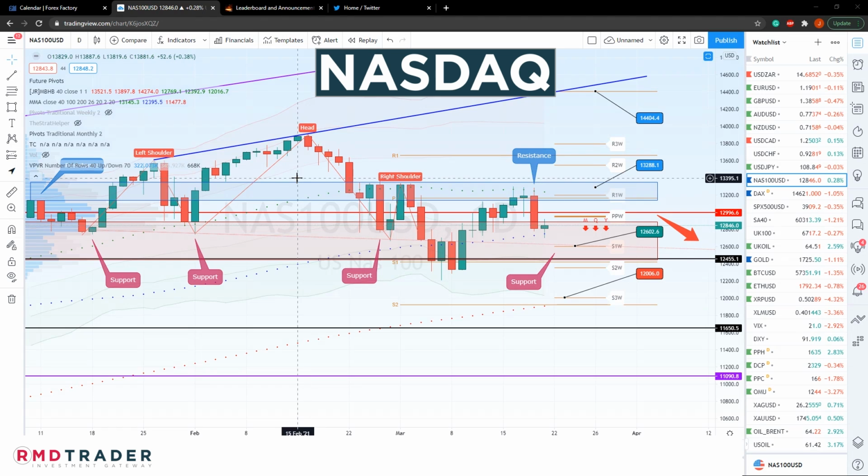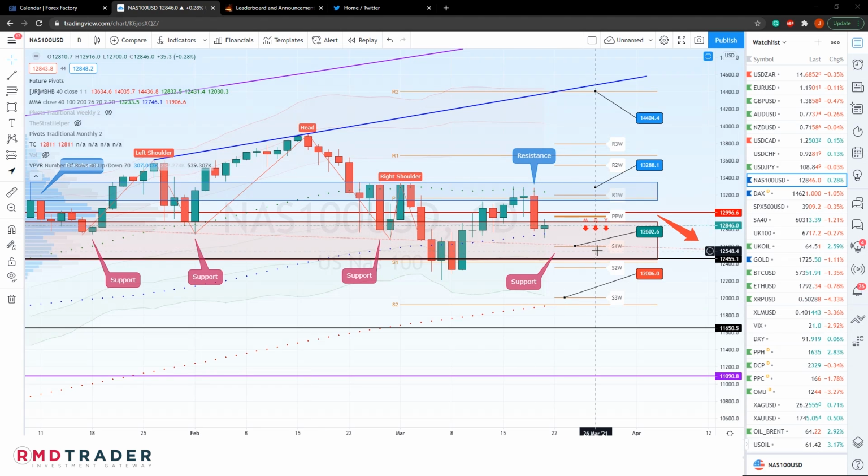Moving on now to the NASDAQ 100. The NASDAQ 100 is now trending down on the yearly, quarterly and monthly candles with very important support at 12,600. That is the weekly S1 as well as diagonal support.